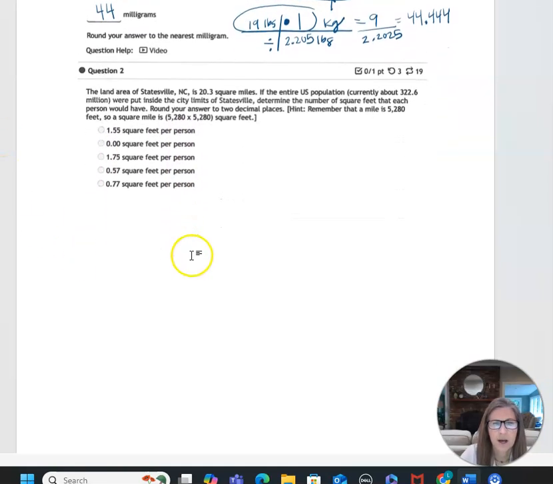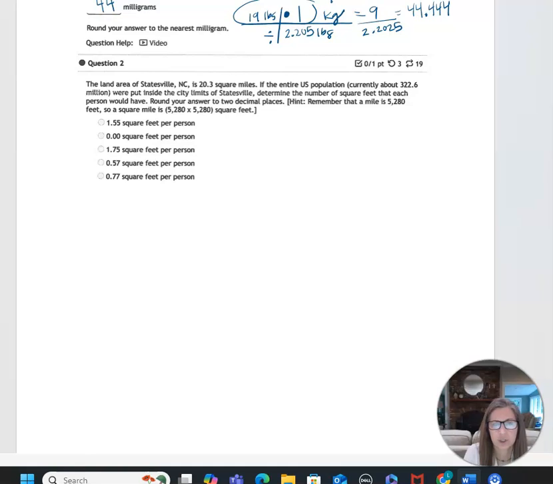Number two, you have some land in Statesville. It's 20.3 square miles. If the entire population is 322.6 million, we're put inside the city, determine the square feet. Okay, so I want square feet for my answer, but I was given square miles. So I need to convert miles to feet. Round your answer to 2 decimal places.